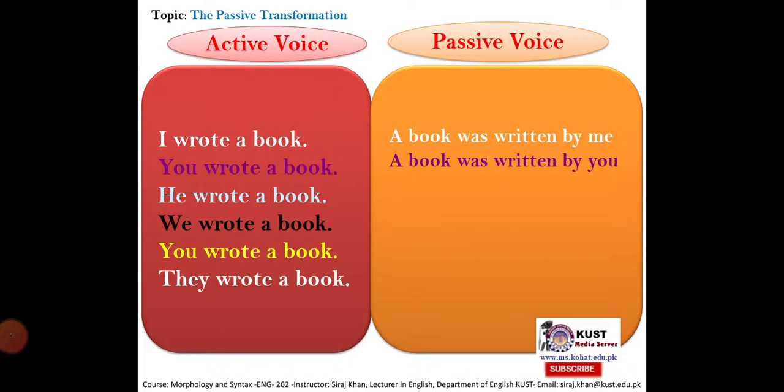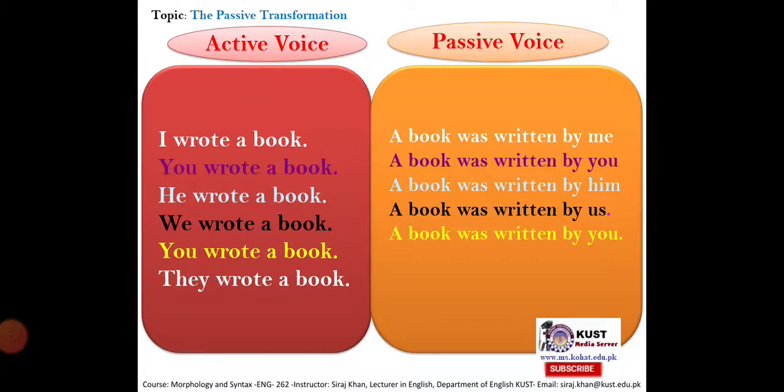You wrote a book. A book was written by you. A book was written by him. He wrote a book changes into a book was written by him. We wrote a book. A book was written by us. A book was written by you. And they wrote a book. A book was written by them.